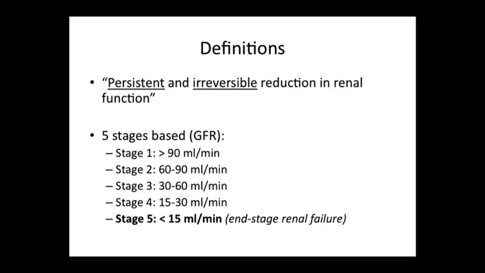Chronic renal failure is obviously persistent and irreversible. That's a really important concept. A lot of acute renal failure is reversible, but chronic renal failure tends not to be. There are 5 stages of it that you can characterize by the amount of reduction in the glomerular filtration rate.